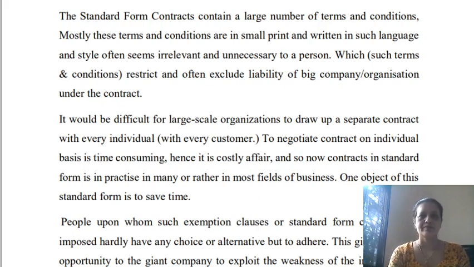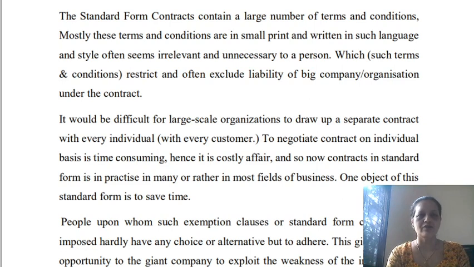Good morning. Today I will discuss standard form contracts and the rules developed by the courts regarding standard form of contract.